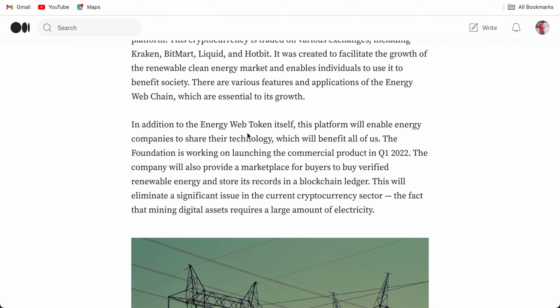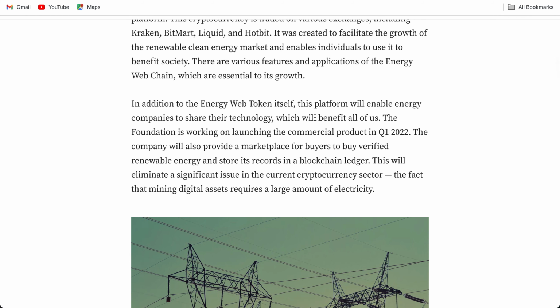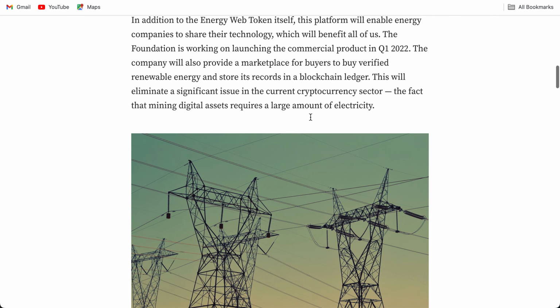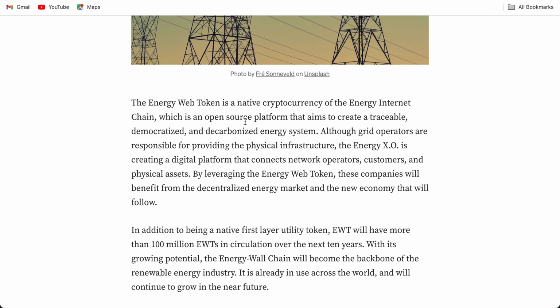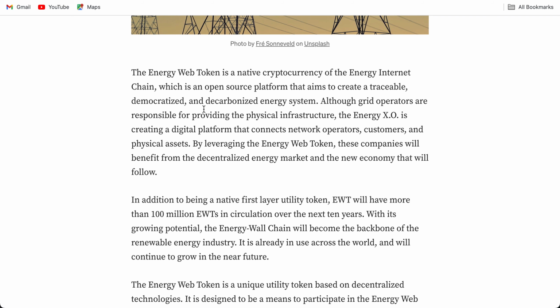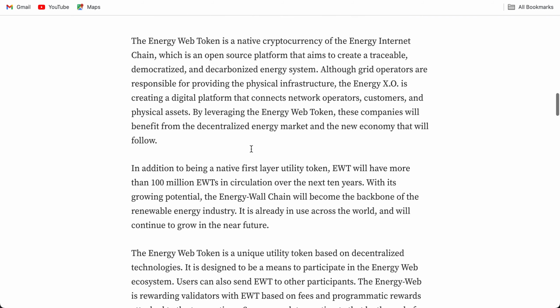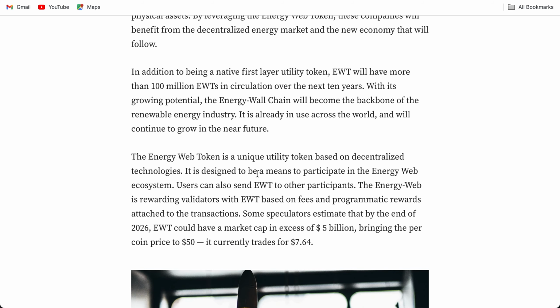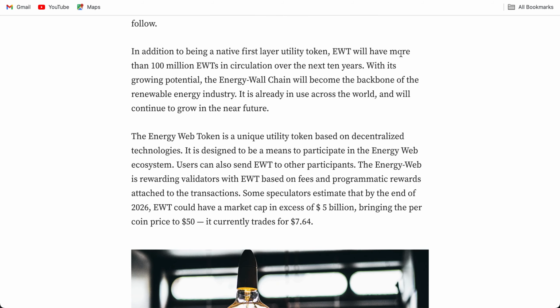In addition to the Energy Web token itself, this platform will enable energy companies to share their technology, which will benefit all of us. Yeah, the Energy Web token is a native cryptocurrency of the Energy Internet Chain, which is an open source platform that aims to create a traceable, democratized, and decarbonized energy system. In addition to being a native first layer utility token, EWT will have more than 100 million EWTs in circulation over the next 10 years.